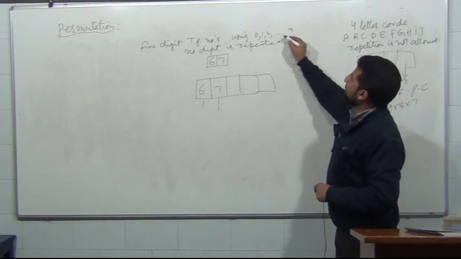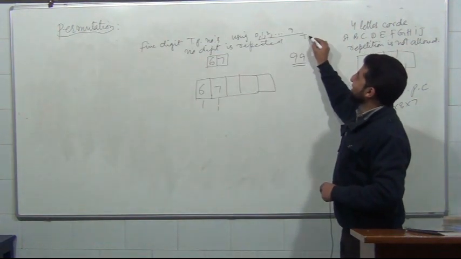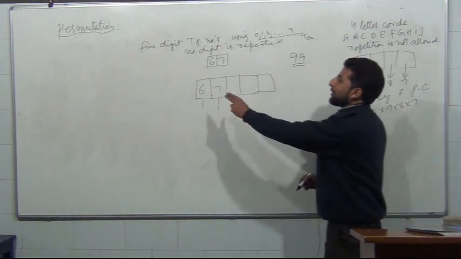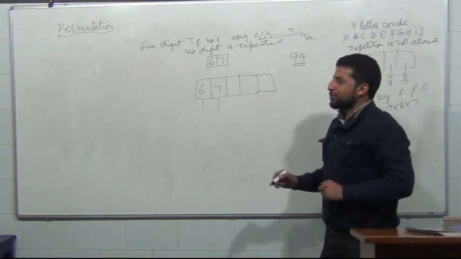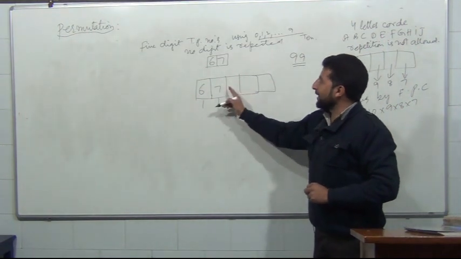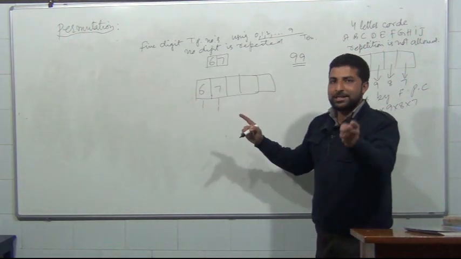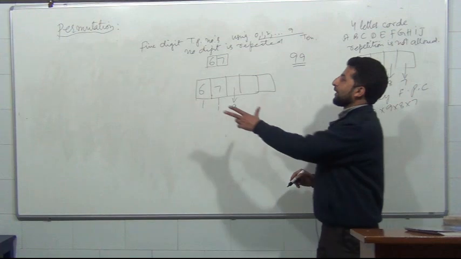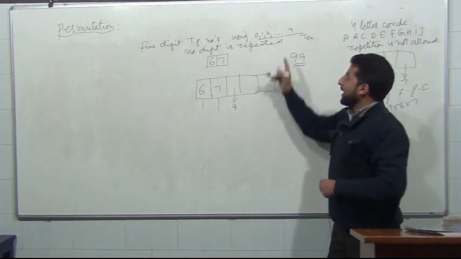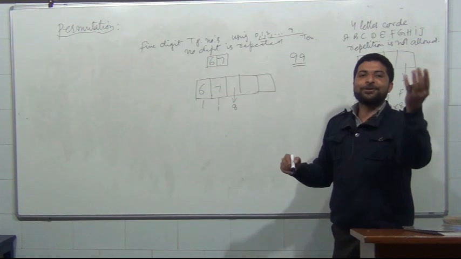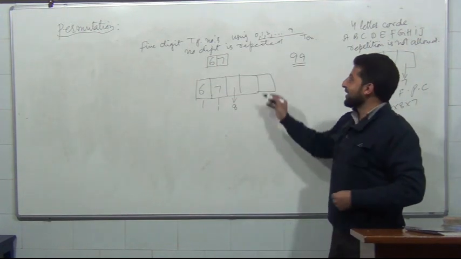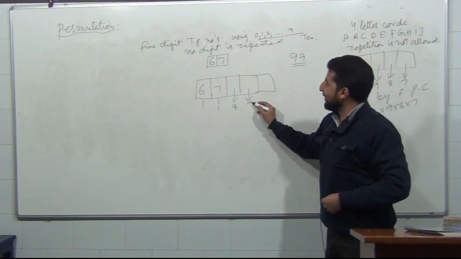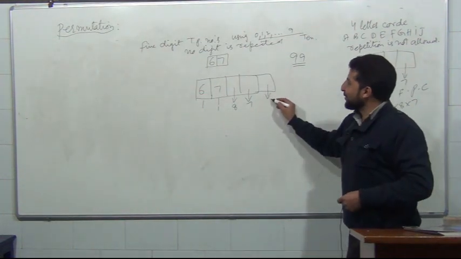Now the total number of these digits is 10. You have used 2 among them. So how many digits do you have? Out of 10 you have used 2. That means you have just 8, and to fill this place you have 8 options. Now you have filled 3 digits, and out of 10 you have filled 3 digits. You have now only 7 digits. To fill this place you have 7. To fill this place you have 6.